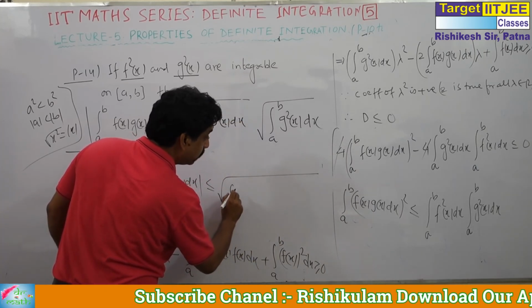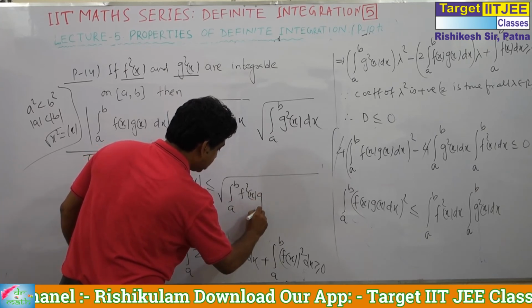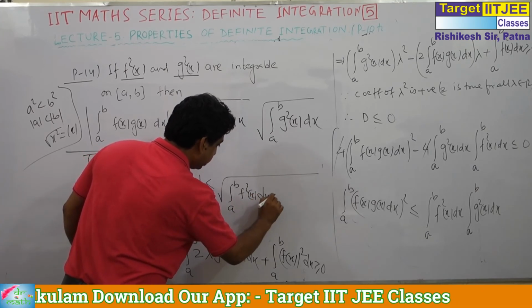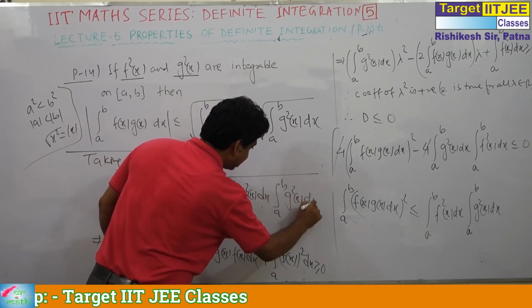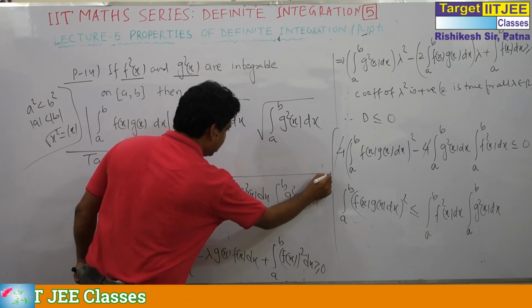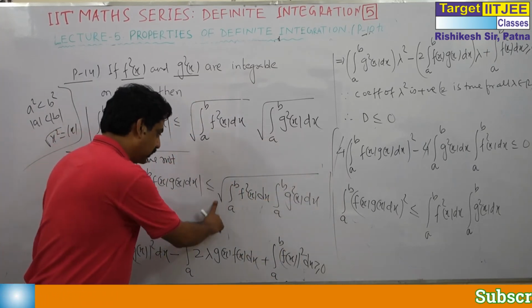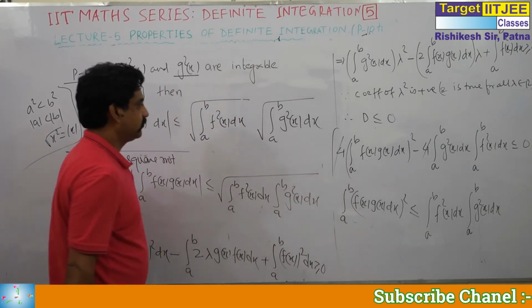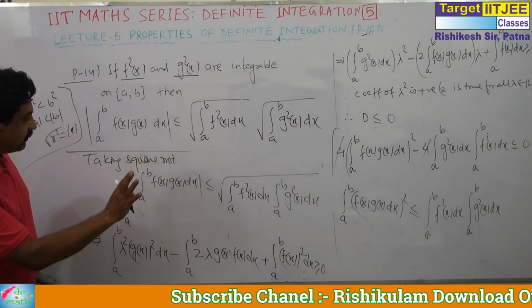The integral from a to b of f square x dx, times the integral from a to b of g square x dx. You need not take mod here because these are positive. The modulus of a positive is positive. Sometimes you can take it, but you need not. So may I match the result?